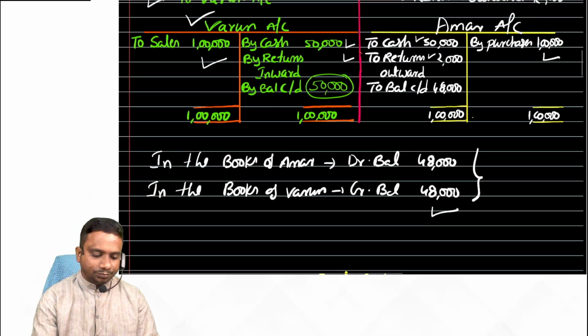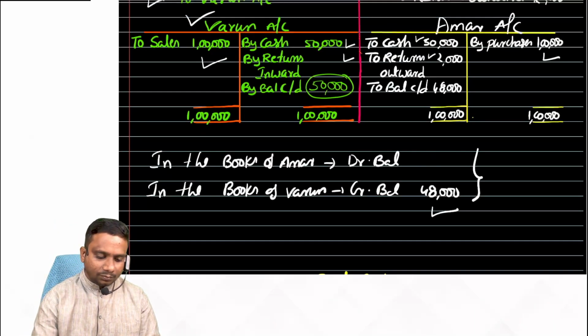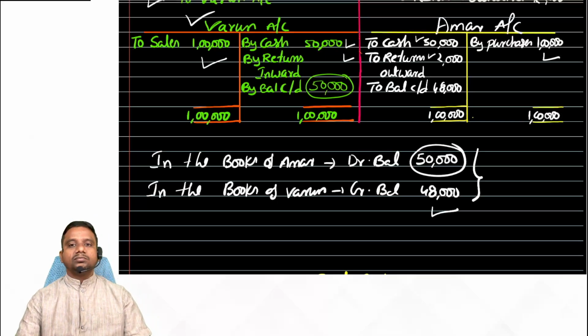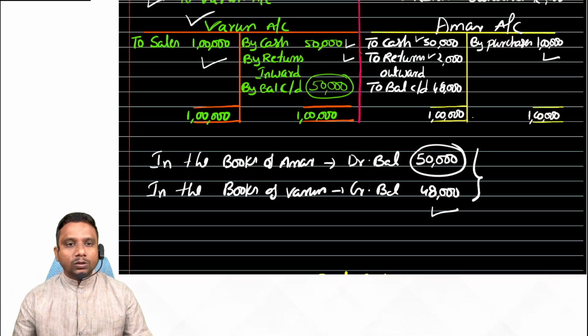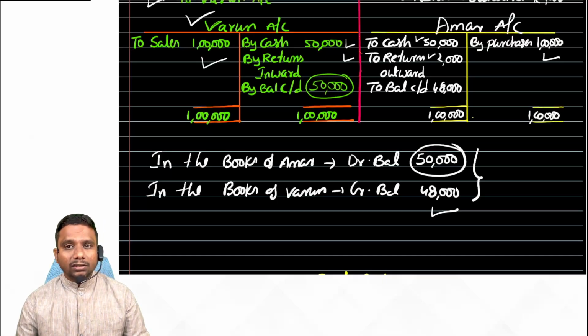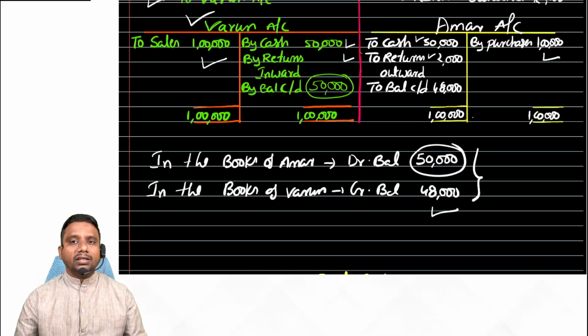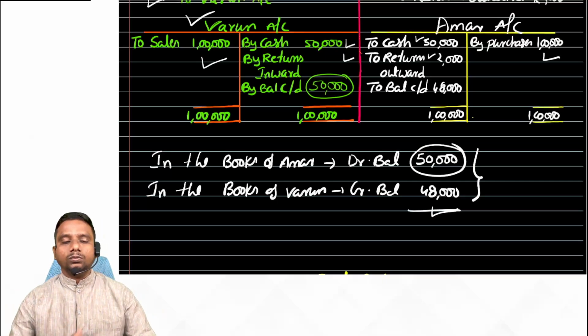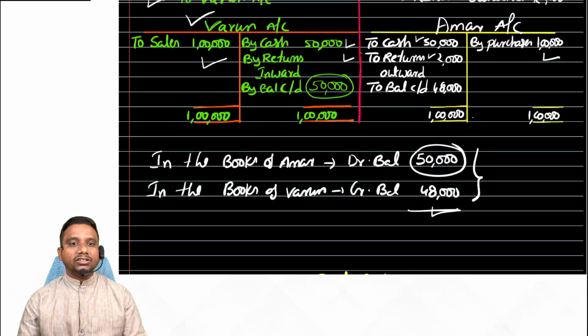Now tell me, in Amar's books, how much balance is showing? 50,000. But in Varun's books, it is showing 48,000 balance. Now there is a difference. Actually, when all the transactions are recorded by both the parties, they should get the equal balance. But in Amar's books, it is showing 50,000, and in Varun's books, 48,000. There is a difference, and there is a conflict between Amar and Varun.